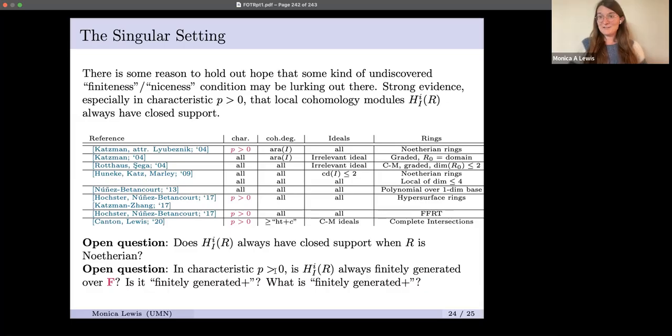Is it finitely generated plus in any sense? We know unit is not likely to work out for us, and Kunz's theorem says that we really should not hold out hope. It kind of necessarily has to fail for sufficiently general classes of maps. But might there be some condition like unitness, or maybe very different from unitness, that we can staple onto finitely generated in order to obtain control over localizations, over kernels and so on, and perhaps recover closed support that way? And what would that condition be? What should finitely generated plus mean in the general characteristic P setting?